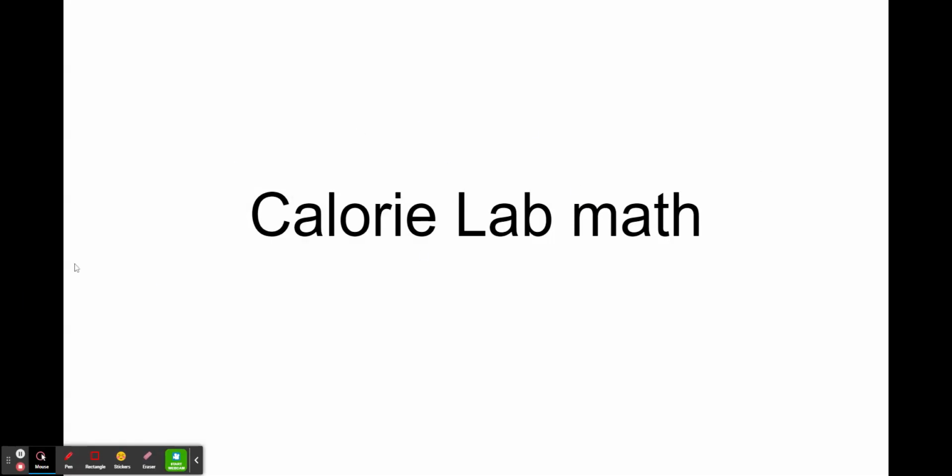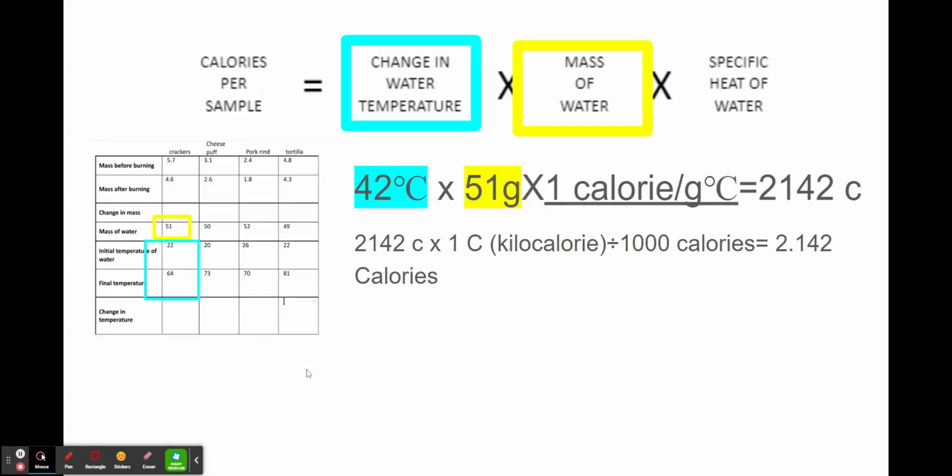So I'm just going to go over a few problems to do the math for the Calorie Lab. You have your cheat sheet, which will help. So just to show you, you're going to use the formula: calories per sample is the change in the water temperature times the mass of the water times the specific heat of water, which is a known 1 calorie per gram degree Celsius.